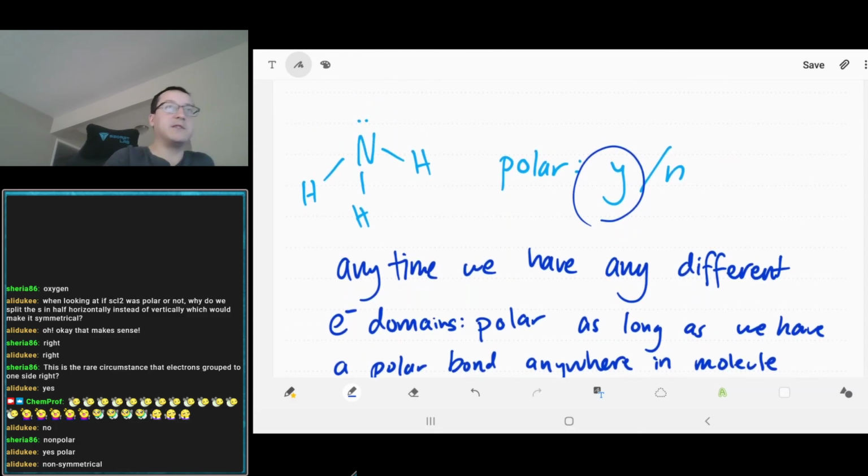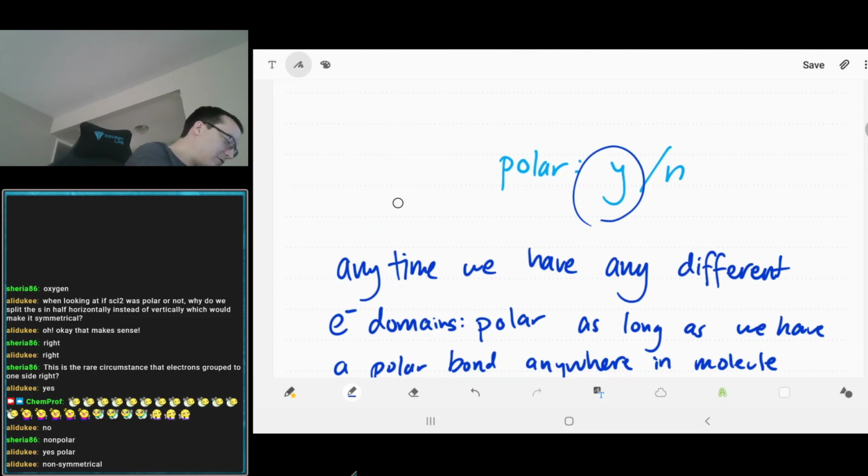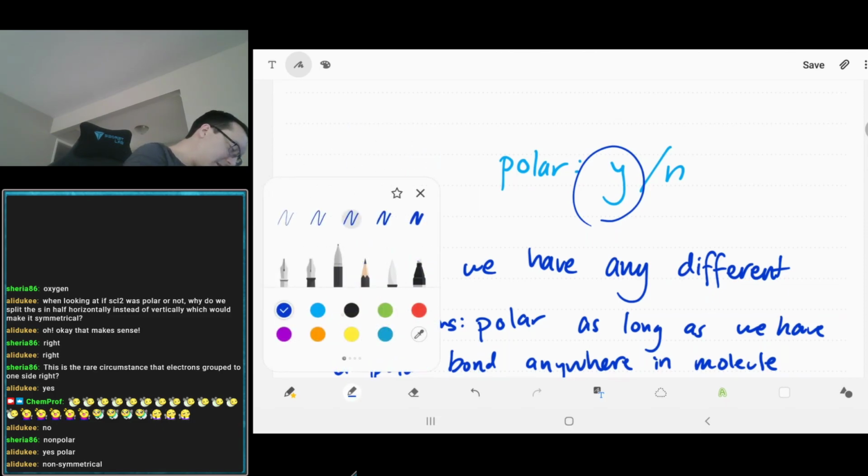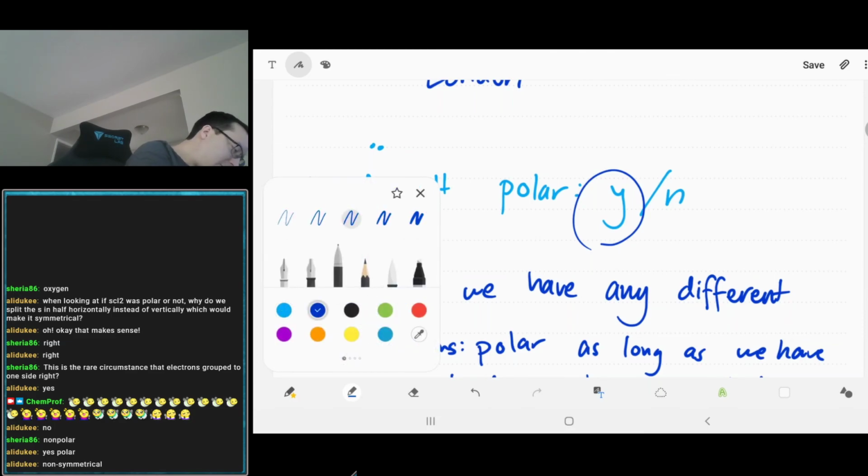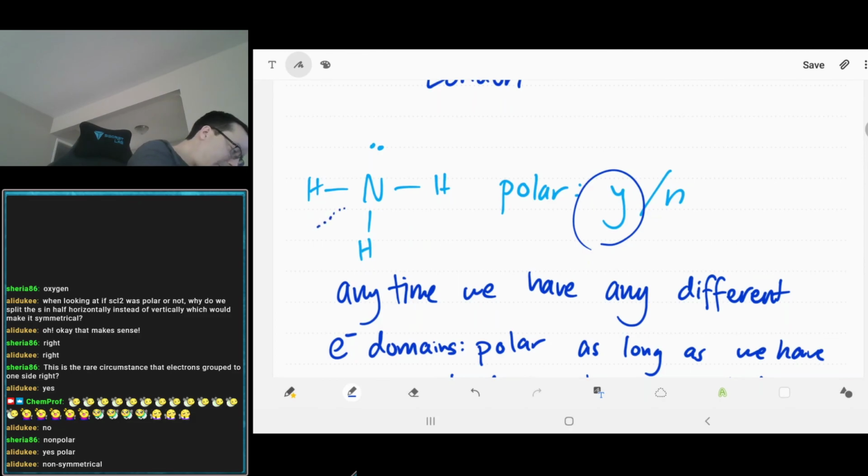If you want to do your symmetry test, I guess I should have drawn it not as a trigonal pyramidal. I'll redraw it for our symmetry test. Let's try cutting the molecule in half. Same on both sides? Definitely not. A lone pair is not the same thing as a hydrogen, so no dice there.